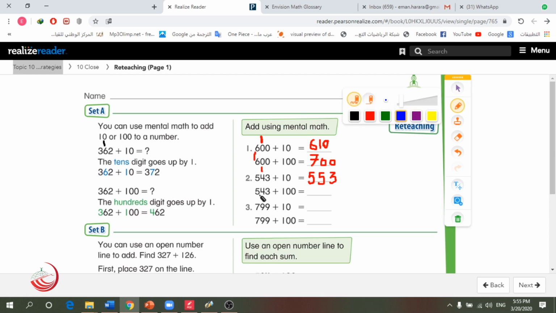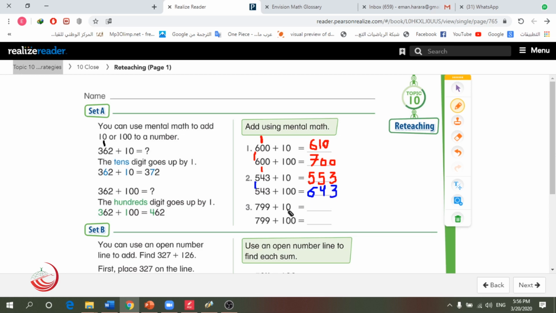Let's change the color of the pen. Now let's see. 543 plus 100, the same problem. I will add to what? Hundreds or tens or ones? To the hundreds. Excellent. So I will add 1 to the hundreds. So 1 plus 5, it will be 6. 4 plus 0, it will be 4 as it is. 3 plus 0, it will be 3, the same number.